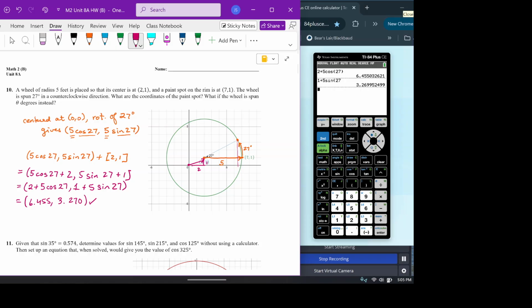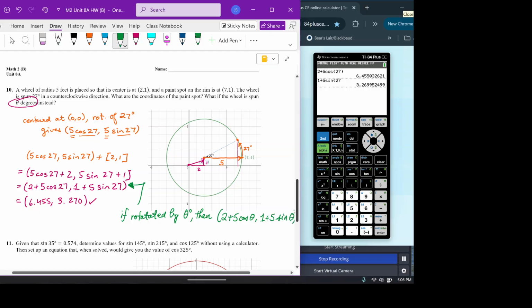Now, the second part of the question says, what if it's theta degrees instead of 27? So it's really the same exact process. The only thing that changes is we want to replace 27s with thetas in this expression right here. So if rotated by theta degrees instead, then we really get 2 plus 5 cos theta and 1 plus 5 sine theta. Right there.